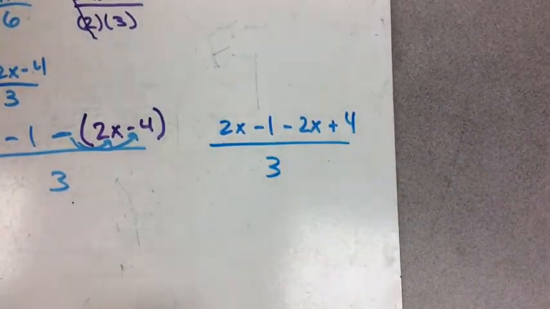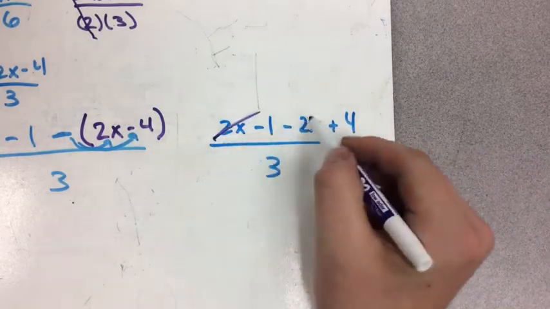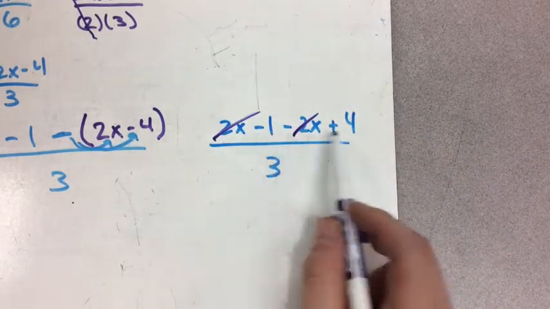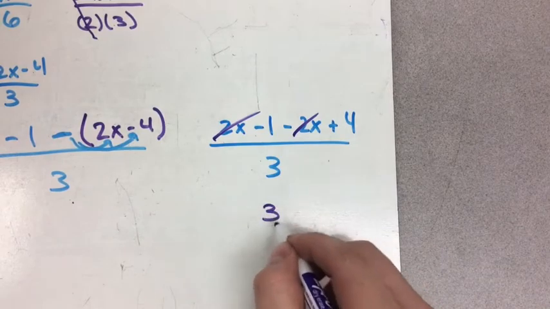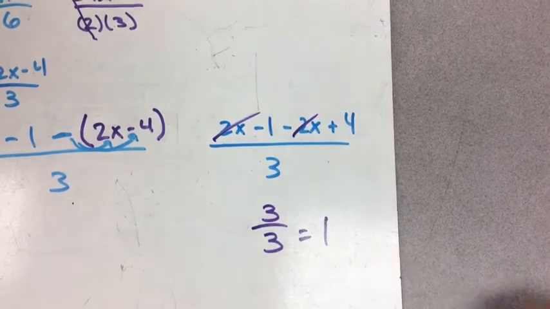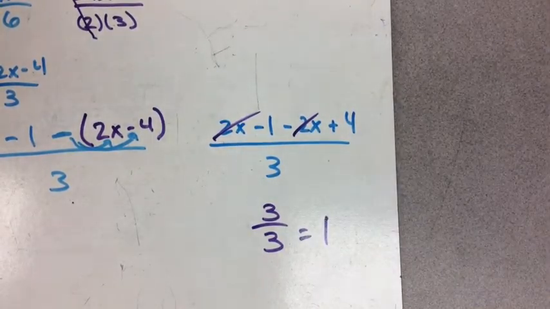This will continue to wrap up. Now we can get rid of these. Negative 1 plus 4 is actually 3, so 3 over 3, which just equals 1. Cool, that wrapped up very nicely.